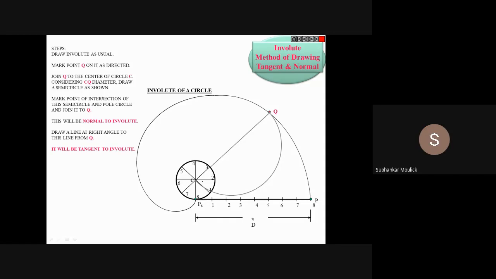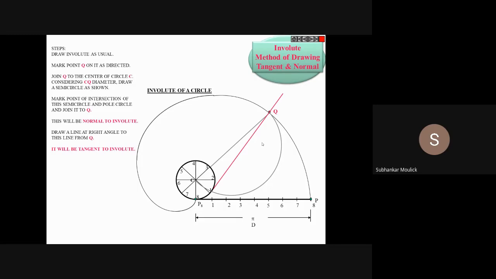Now, if you see this semicircle and the smaller circle from where the involute curve is originating, it is intersecting at this particular point. This is the intersection point of the semicircle and the smaller circle. Is it clear to all of you? Yes, sir. Okay, so the next step is to join the point Q with this intersection point by a straight line with the help of a scale. So let us join.